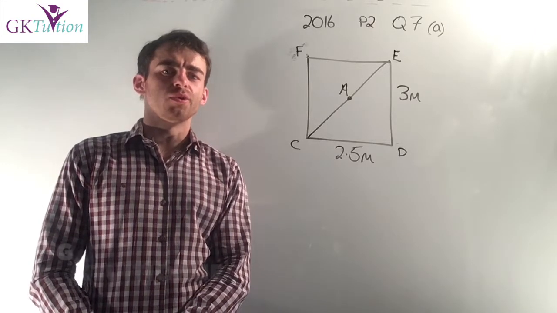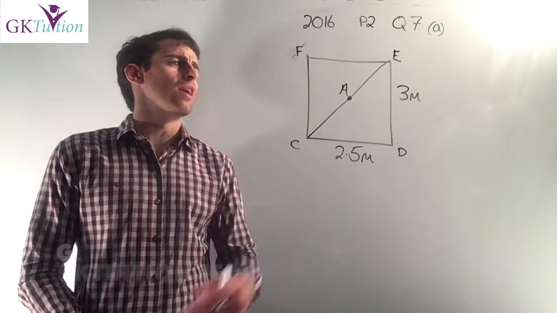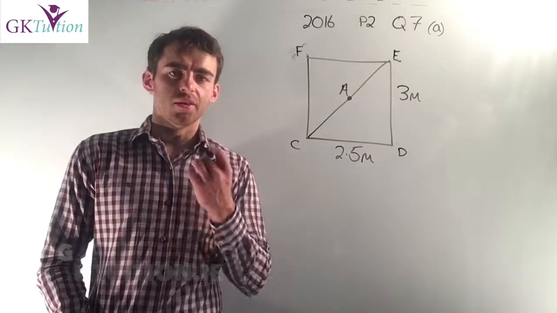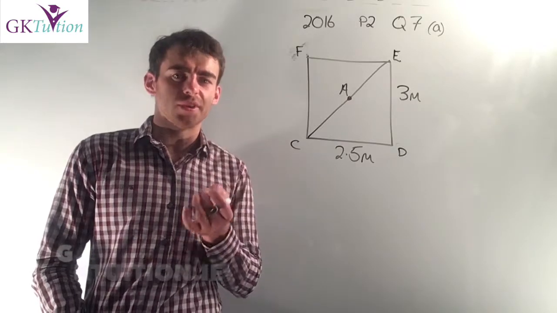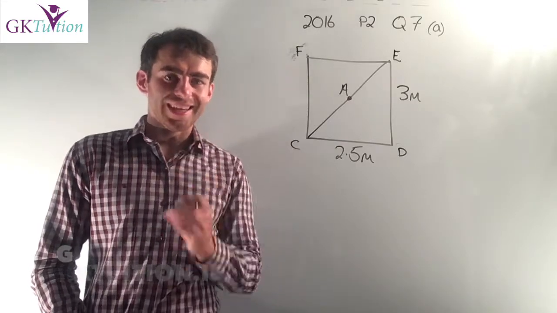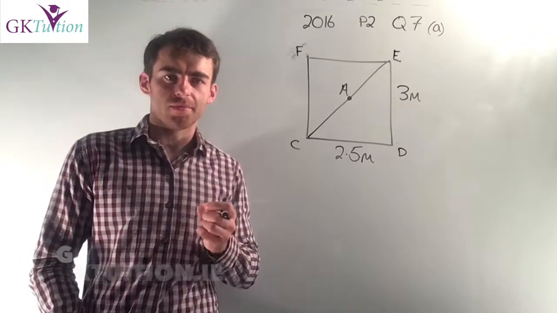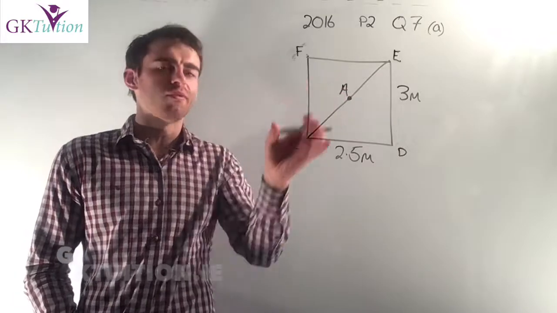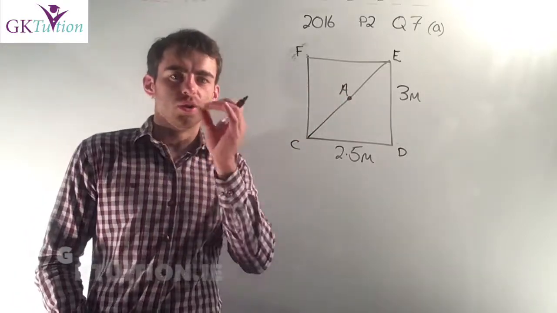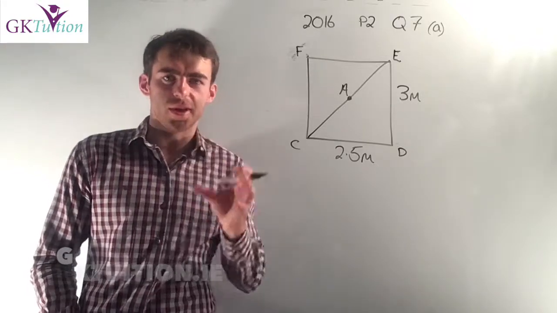Now the question I've chosen to go through here is a long question from 2016 paper 2, and it's question 7. You'll notice that there's a 3D diagram and a 3D shape presented to us. The key to these 3D diagrams is being able to take out a 2D shape. You need to be able to visualize it and just take out a 2D shape like a rectangle or a triangle, or just try and break it down and simplify it into two-dimensional shapes.